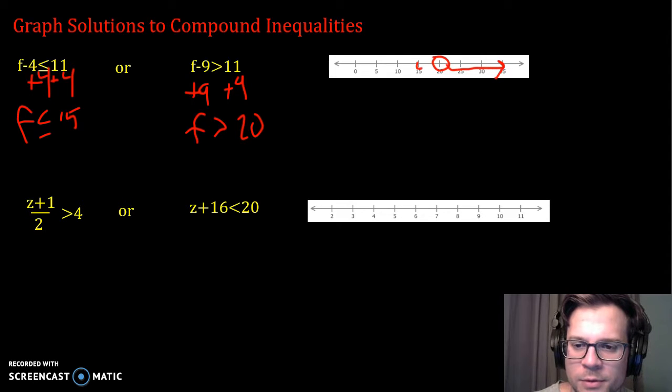Then less than or equal to 15. Just make sure that one is filled in solid. And this one is open, and they're moving away from each other.